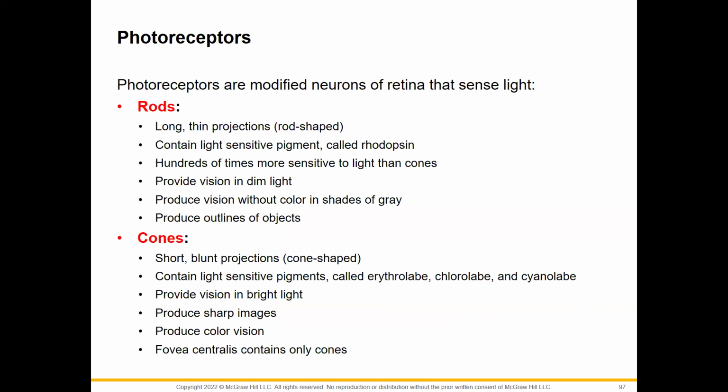So now we have our photoreceptors. Photoreceptors are rods and cones. The photoreceptors are modified neurons of the retina that sense light and allow you to see in light and in dark.